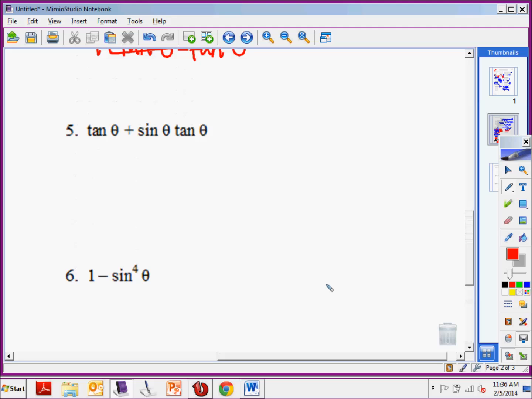What are we doing here? We're factoring, and we can use greatest common factor. What is the greatest common factor between these two terms? What do they both have? 10. When you're factoring something out, you're not eliminating it. You're bringing it to the outside of the parentheses. What's tan divided by tan? 1. What's sine theta times tan theta divided by tan theta?